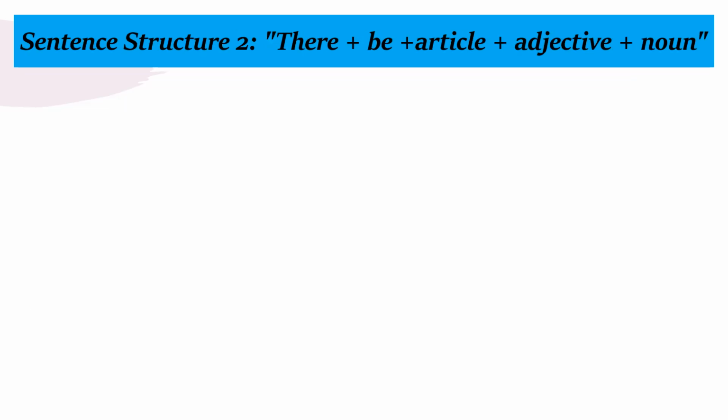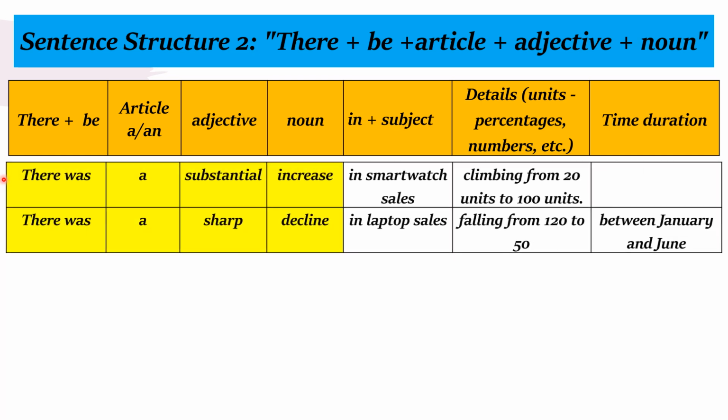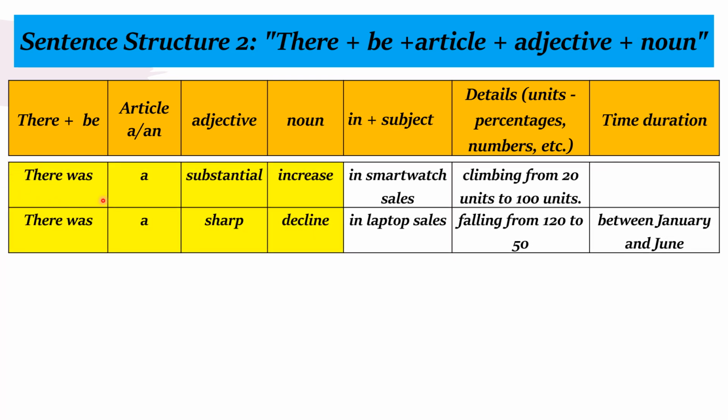Now let's analyze the second sentence structure. There, followed by a form of the verb be, an article, an adjective, and a noun, which introduces a trend or change in a subject. Usually, most line graphs represent past time periods, so we use the past form of the verb be. For example, we can start with, there was a substantial increase, or there was a sharp decline, depending on the trend being described. Read the examples given here.